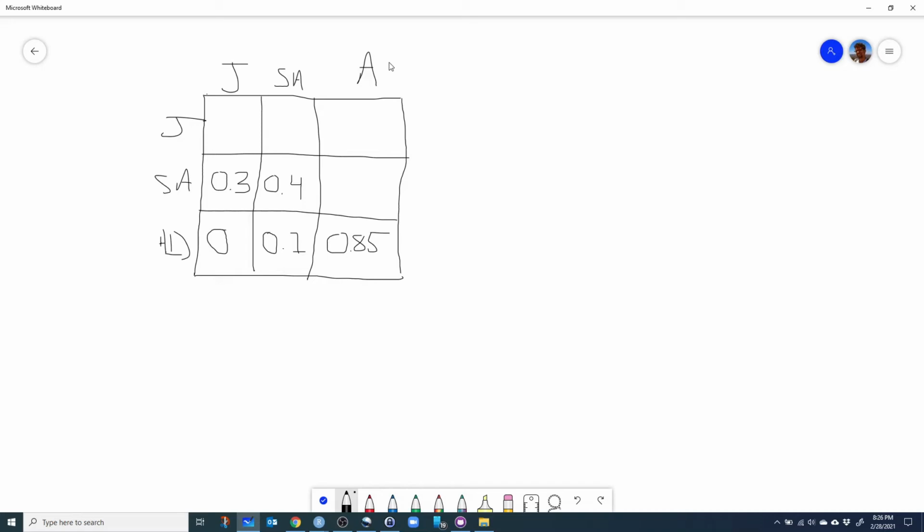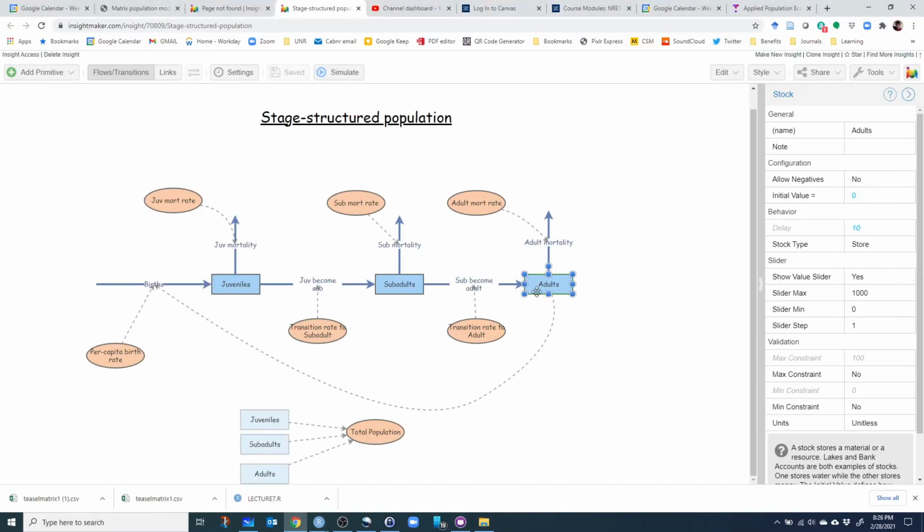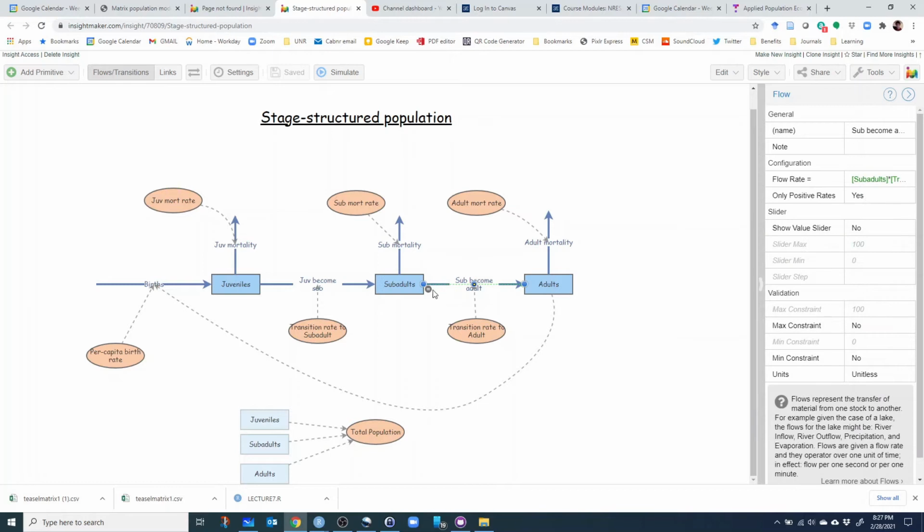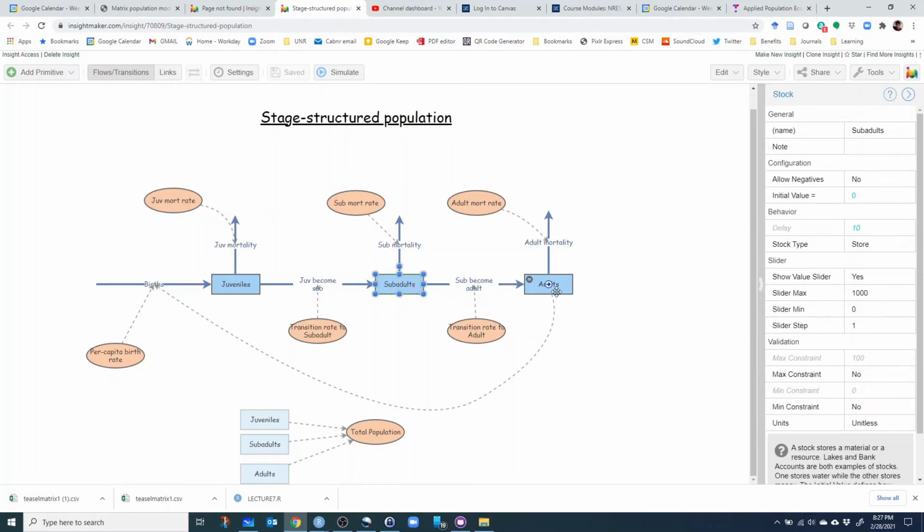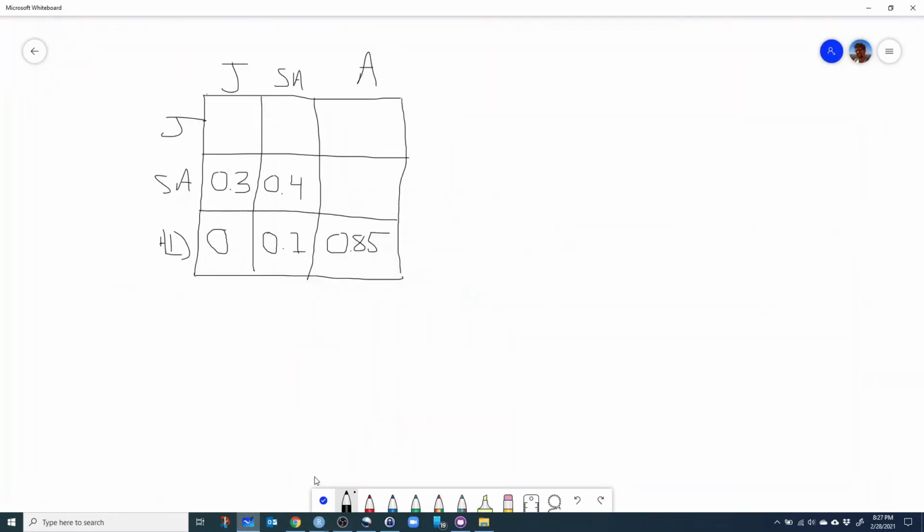What about the probability of transitioning from an adult to a subadult? We don't really have to look at this, but you can see that there's no flow from adult back to subadult. This is a one-direction flow. Subadults can become adults, but adults cannot become subadults, and so we can fill that in as well. So that is 0. All right.